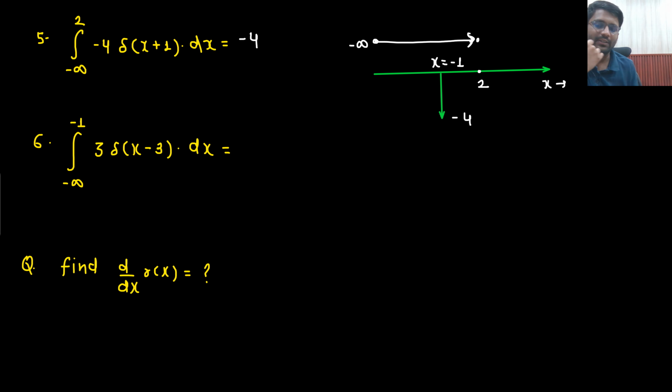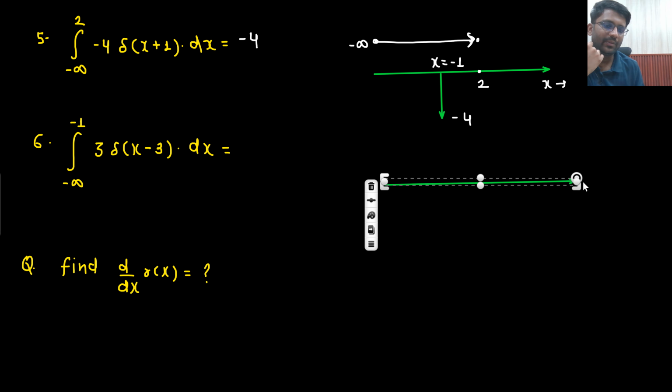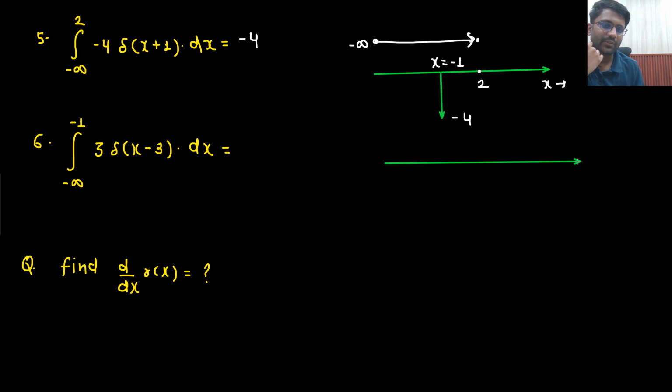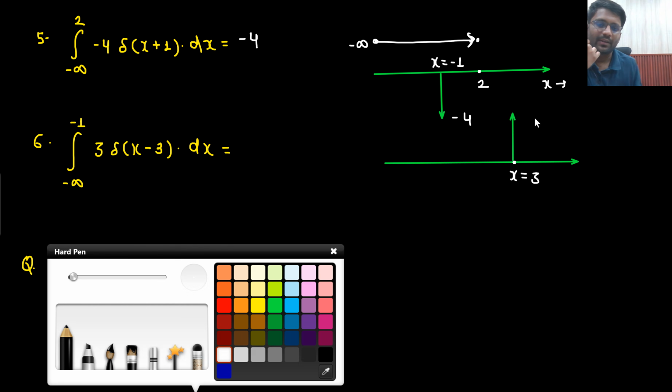What about 3 delta of x minus 3? Where will be the impulse? The impulse will be there at x equals to 3. And what is the amplitude? Amplitude is 3.